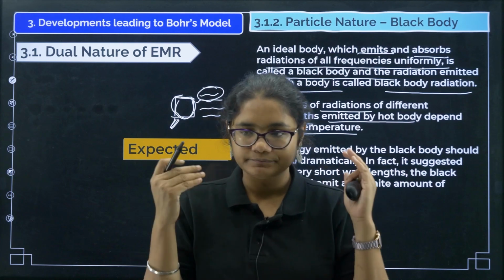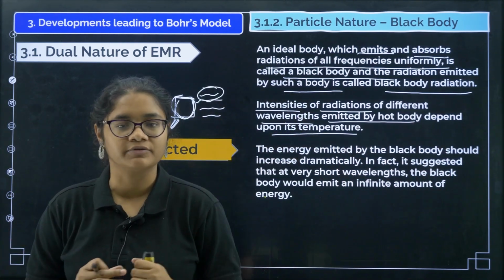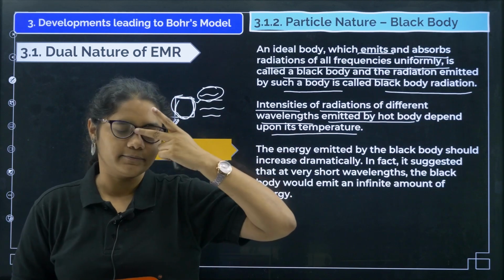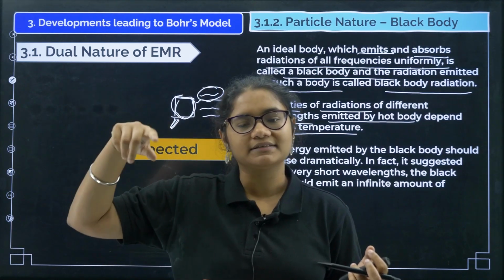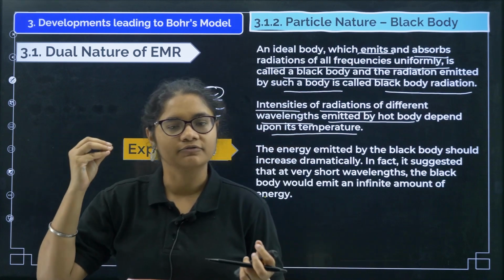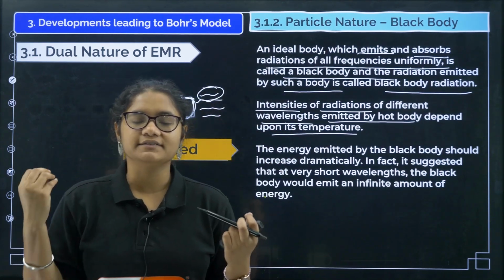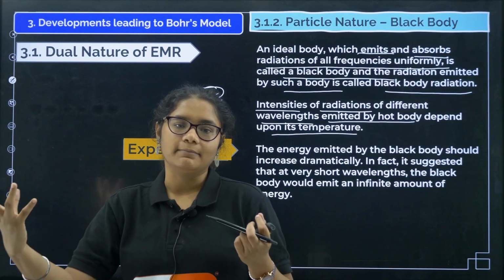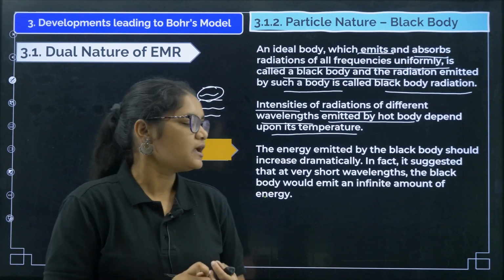Any body which can emit radiations of all types of frequencies is called a black body, right? At a particular temperature it emits radiations of a particular wavelength. So what factor decides which radiation will be emitted? That is the temperature at which the body is heated.